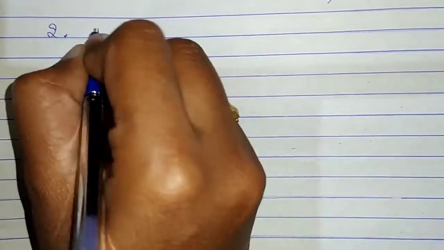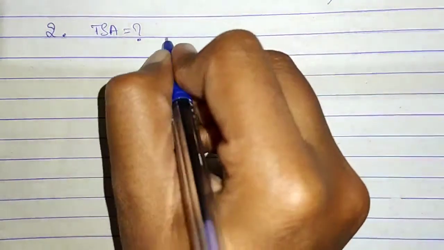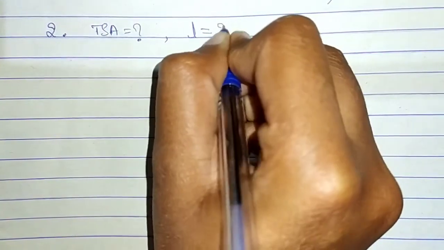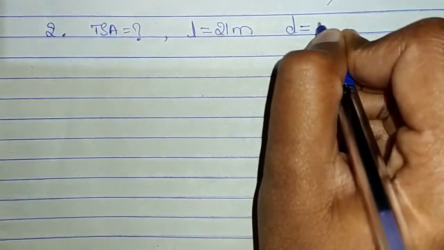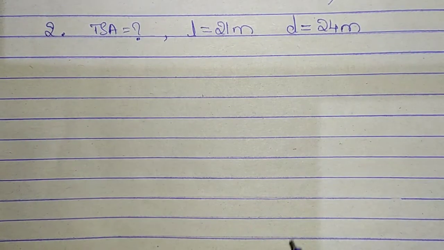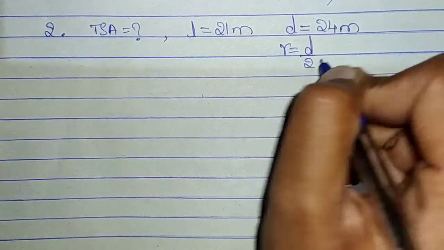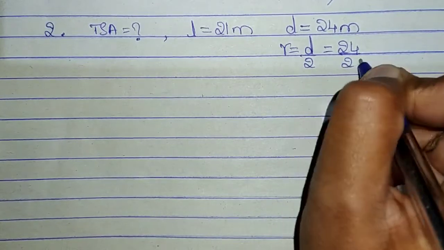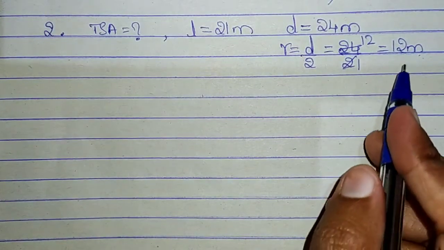Moving to the second question of Exercise 13.3. Find the TSA of the cone. If its slant height is L equal to 21 meters and the diameter of its base D is equal to 24 meters. Since we are supposed to find TSA, first let us find the radius. Since D is given, R is equal to D by 2, which is 24 by 2, which is equal to 12 meters. So this is the value of the radius.